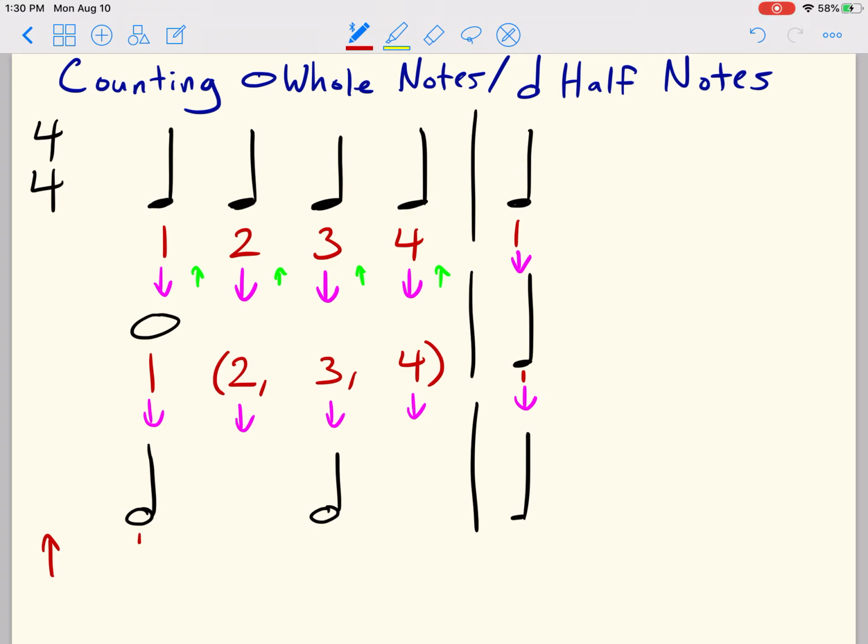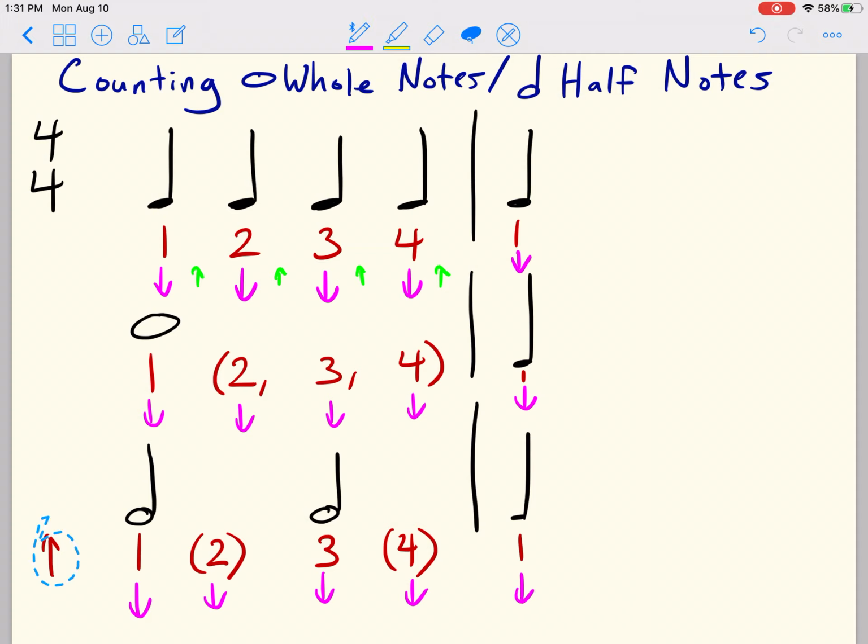So the counts would be 1, and the second beat that's included would be in parentheses, would be 2. And then the next one would be 3, and beat 4 is also included in parentheses, and then obviously the downbeat would be 1. Just to make sure we're clear on where all the downbeats are, the downs happen on all the numbers, just as before. I'm going to go ahead and count this measure for you, keeping in mind that the downs sound like this. Down, down, down, down, down.